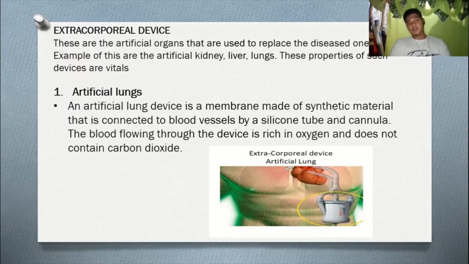The first example of this is artificial lungs. An artificial lungs device is a membrane made of synthetic material that is connected to blood vessels by a silicone tube and a cannula. The blood flowing through the device is rich in oxygen and does not contain carbon dioxide.